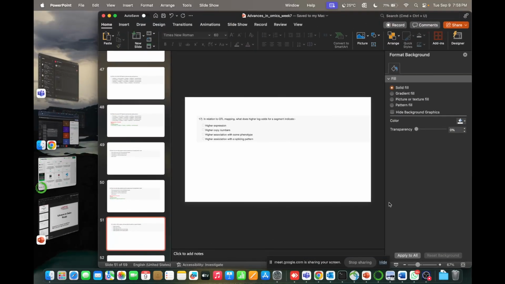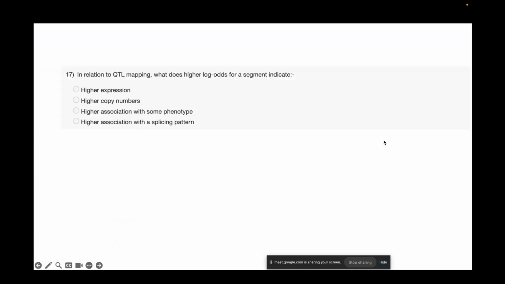Okay. Yeah, this would be option C because eQTL, if it is having higher log odds for a segment, that means eQTL of that segment is associated with that phenotype. So that is the whole thing of eQTL mapping, right? If that particular element or the particular variant in the genome is actually contributing to the phenotype or not. So it means higher association if it is higher log odds. What higher log odds mean is basically presence of that particular variant or that region increases the phenotype value. So it is positively associated.